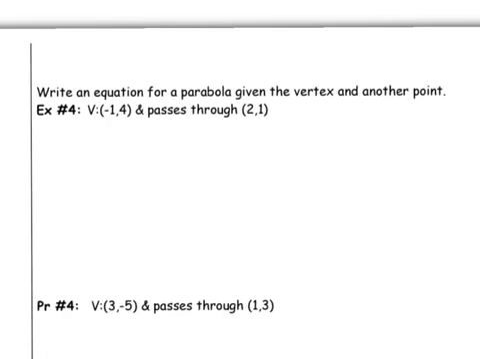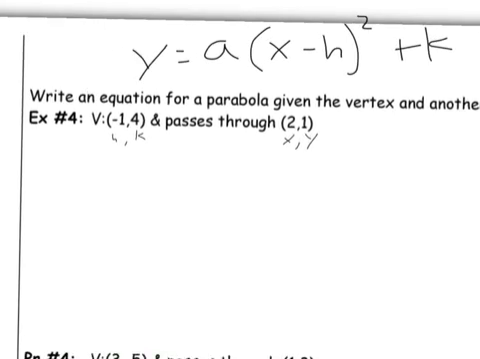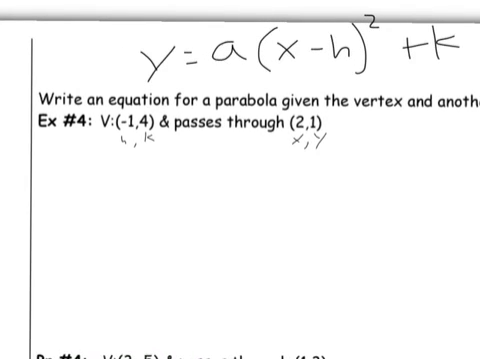Okay, for this one it says write an equation for a parabola given the vertex and another point. Well, let's start off with what we know. We know that vertex form is y equals a times (x minus h) squared plus k. And as we look at this, we actually have a lot of these parts. Like this is really an h, this is really a k, and this is a temporary x and a temporary y that we could plug into this whole formula. And so let's just do that.